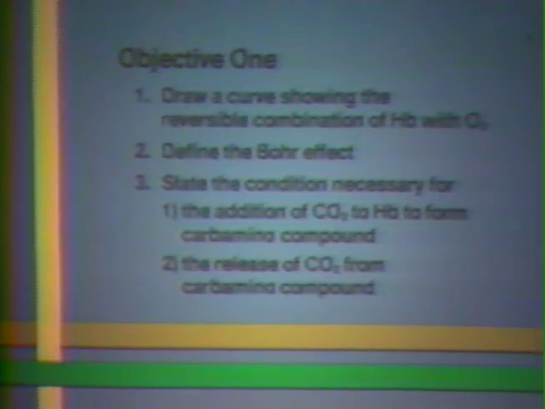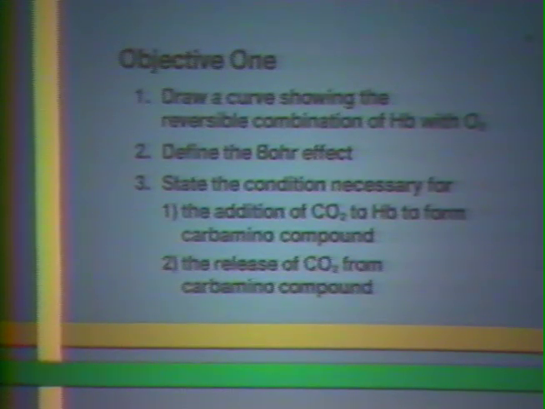6. As your first objective, you should be able to: 1. Draw a curve showing the reversible combination of hemoglobin with oxygen. 2. Define the Bohr effect. And 3. State the condition necessary for, first, the addition of carbon dioxide to hemoglobin to form carbamino compound, and second, for the release of carbon dioxide from carbamino compound.